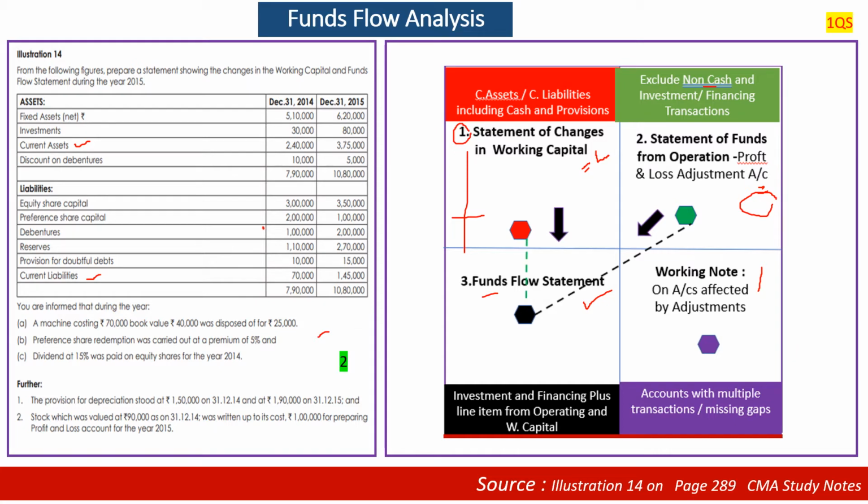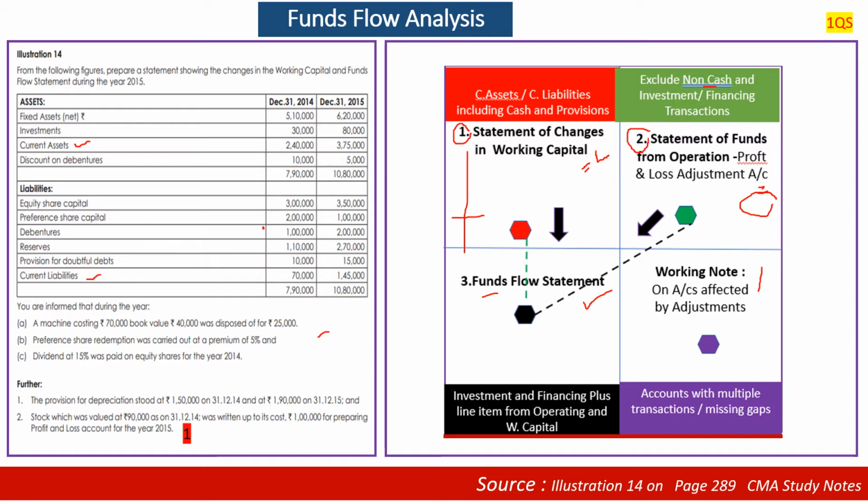Dividend of 15%. When it is charged, it will be charged in the profit and loss account, statement number 2. And when it is paid, it will appear in statement number 3. Provision for depreciation stood at 1,50,000. It is depreciation. Depreciation is a non-cash expense. It will come to statement number 2.